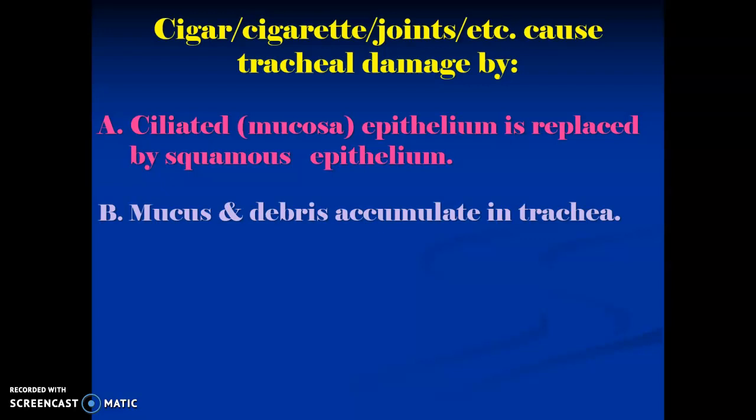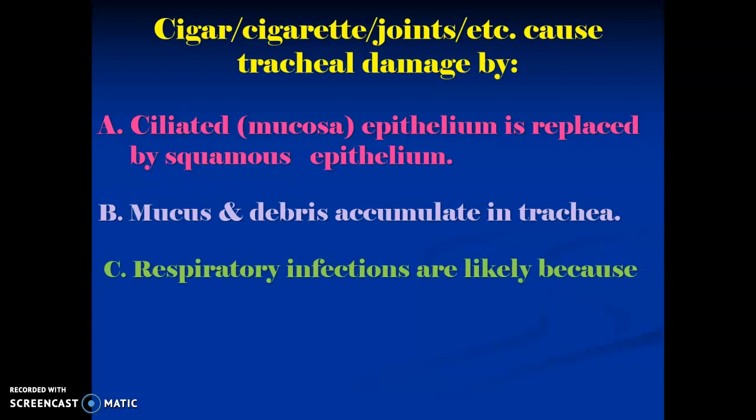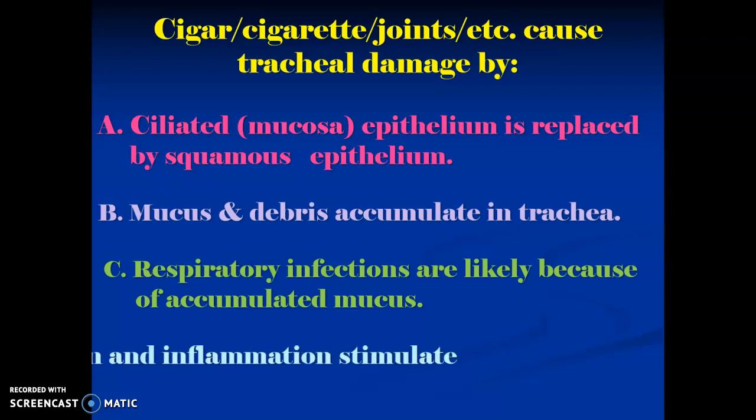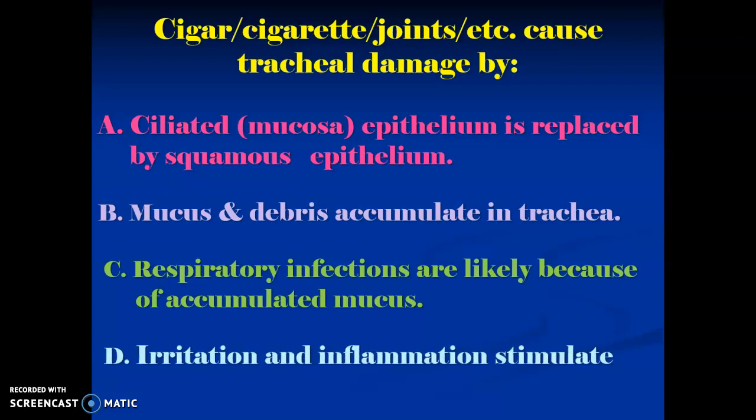So the mucus and debris accumulate, and the smoker gets that smoker's cough. They want to get rid of that stuff. Give me another cigarette. And respiratory infections are likely because the mucus is not being moved constantly down there, so the stuff has more time to penetrate the mucus and get down to the lungs. So smokers are actually more at risk for any type of virus, cold virus, influenza, COVID. Irritation and inflammation also stimulate the cough reflex.